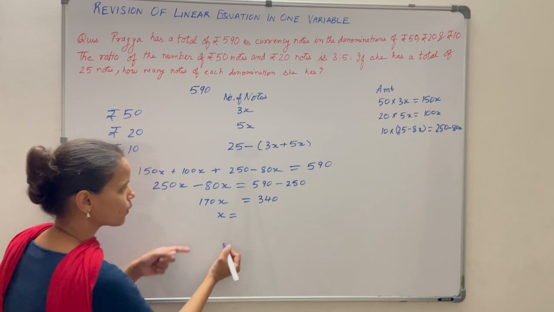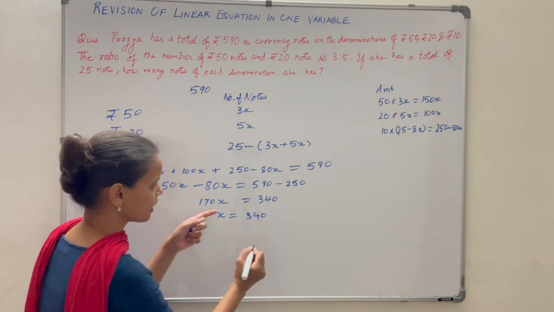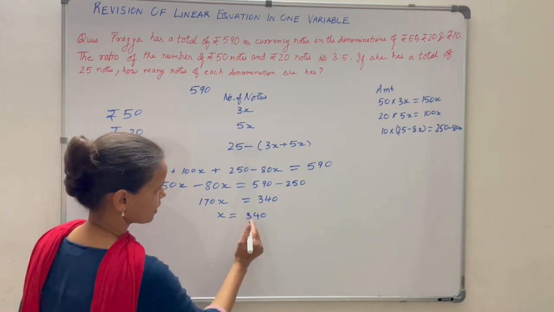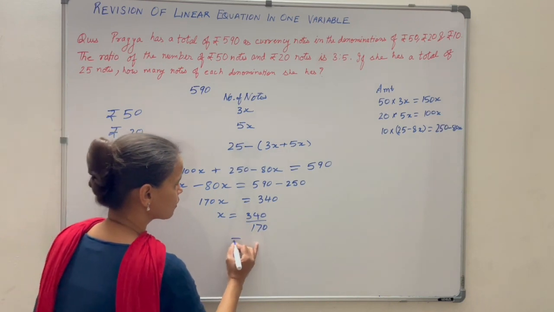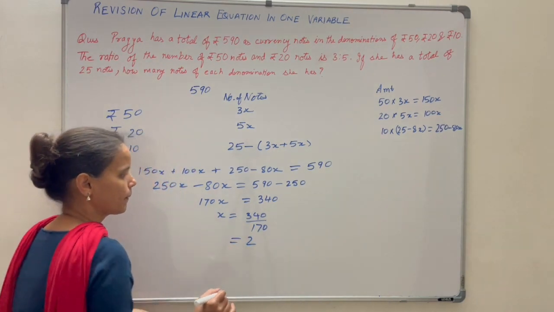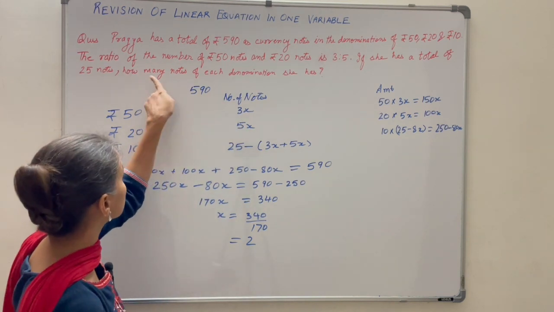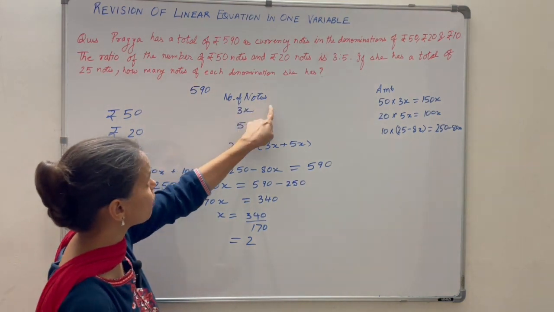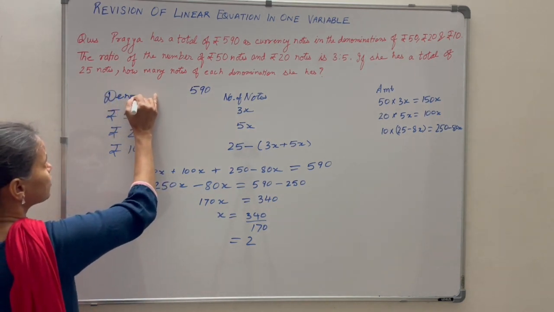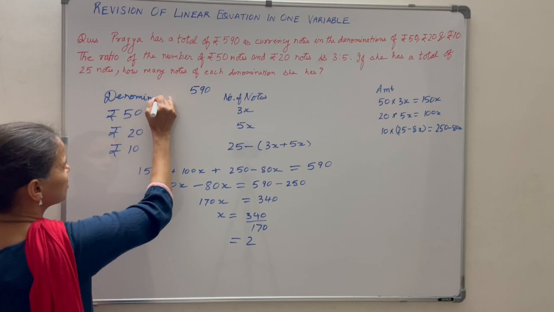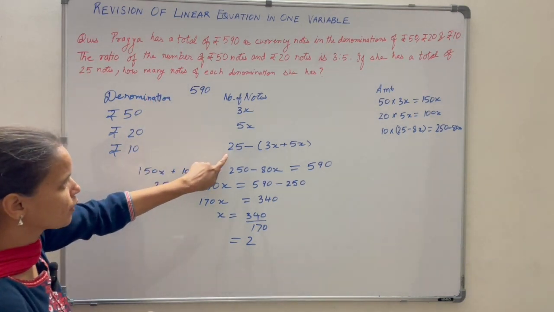So x is equal to 340 by 170. When you take the multiplied term to the other side, it will be divided, or you can say you have cross multiplied it. So this is 2, and you got the value of x as 2. Now the number of notes, because that is what they want. How many notes of each denomination? 3x, 5x and 25 minus 8x.